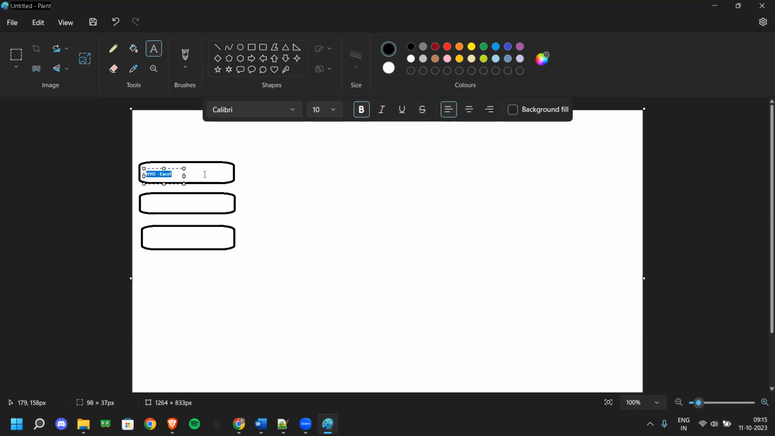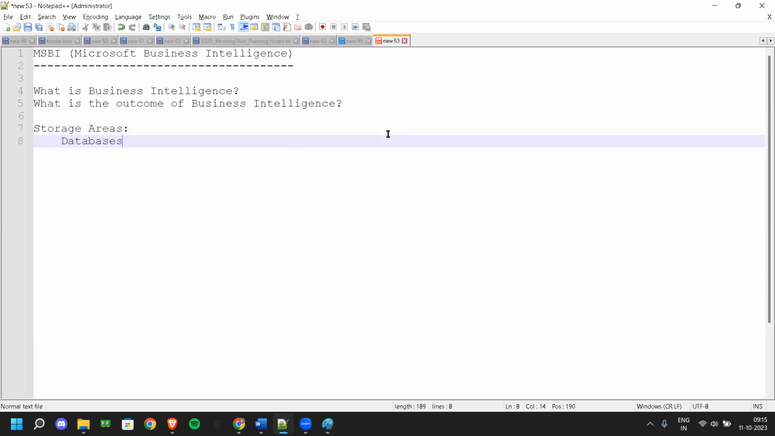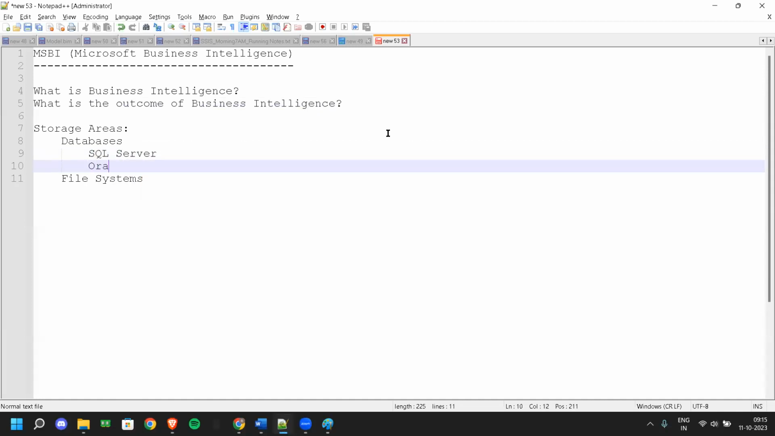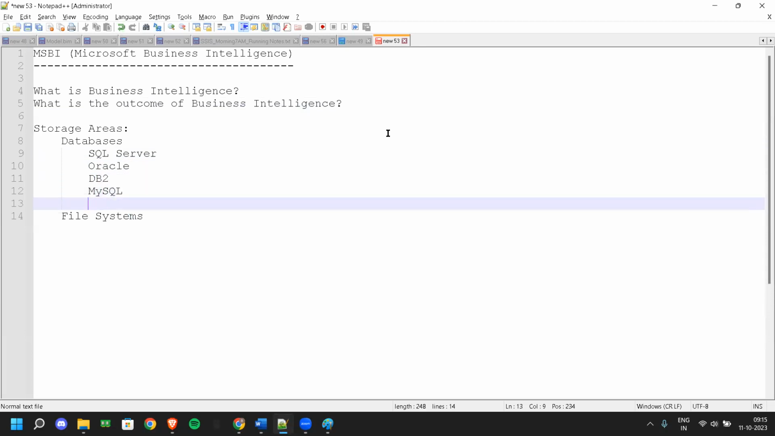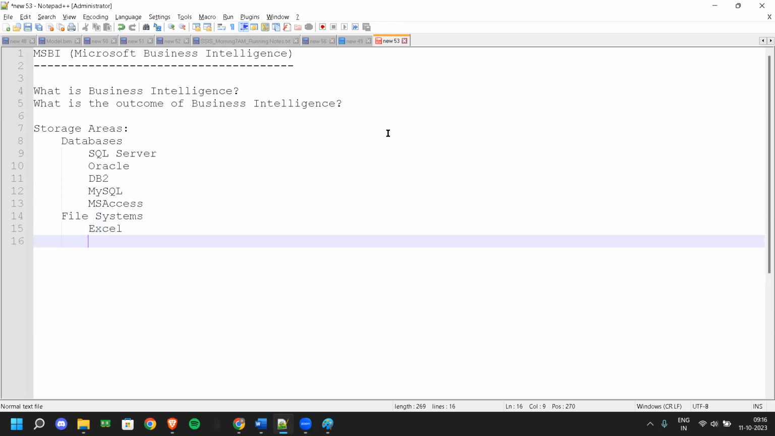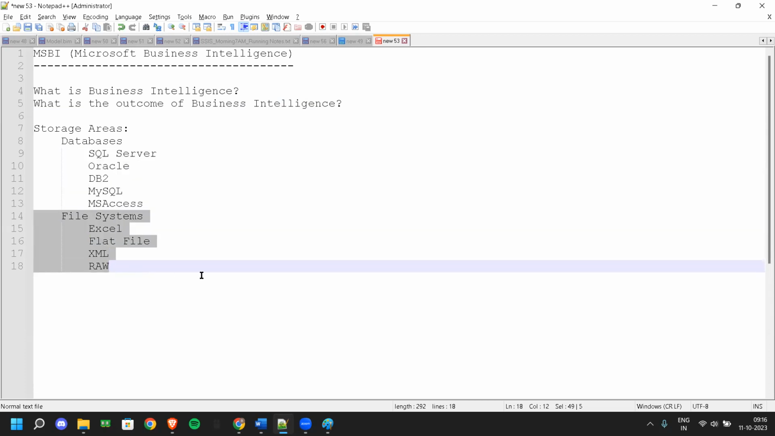Usually, where do we store our business data? What are the storage areas we have? Number one, databases and file systems. When I say databases: SQL Server, Oracle, DB2, MySQL, MS Access, all these things. When I say file system: Excel predominantly, flat file, XML, and raw files. Databases are where we store our data permanently, and file systems are where we store data on a temporary basis.